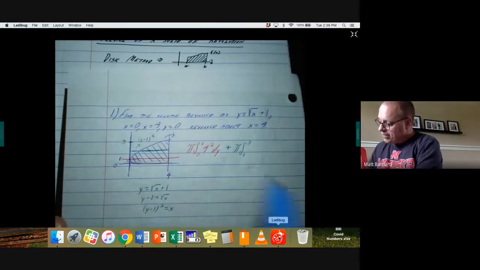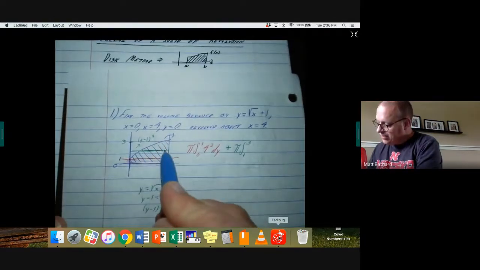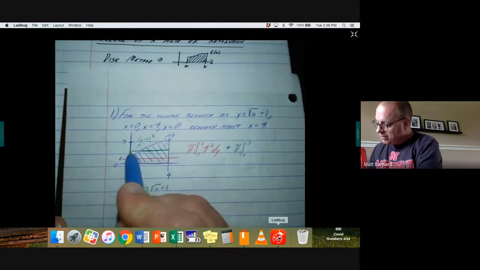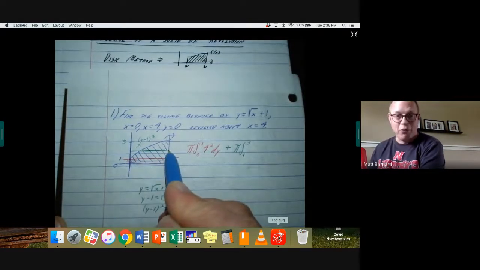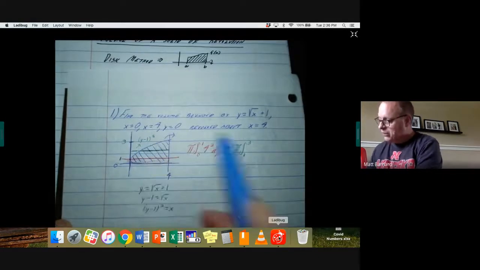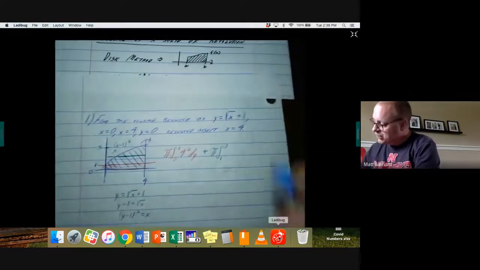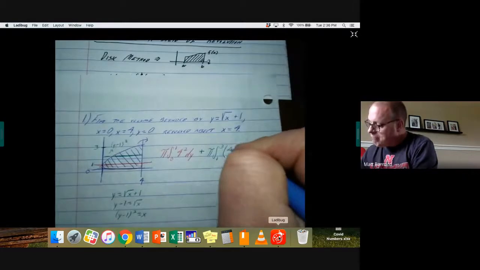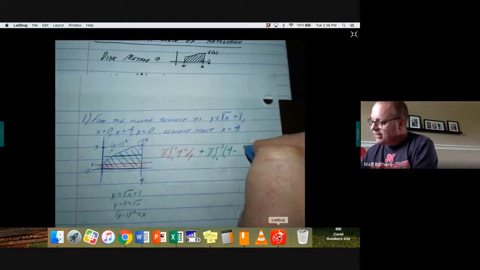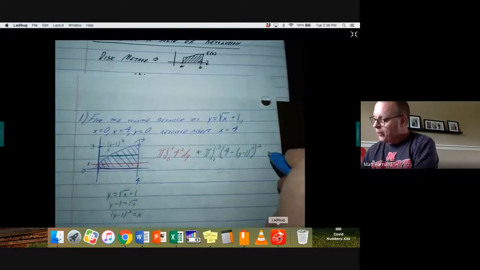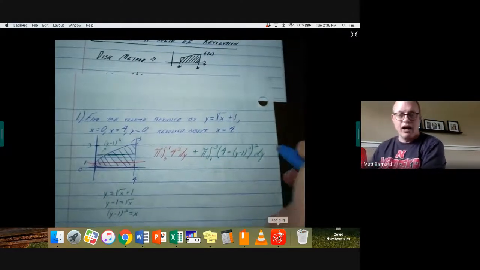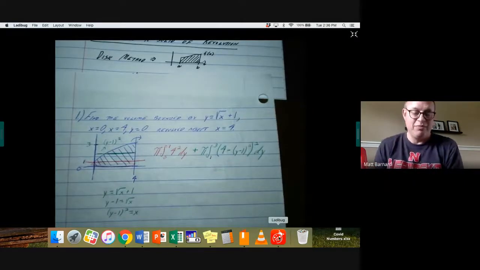So, how long is this? Well, from the y-axis to 4, it's 4. I don't want 4, and I don't want y minus 1 quantity squared, so what I'm going to have to do is 4 minus the quantity y minus 1 squared, and all of that is squared with respect to y. That's my formula.